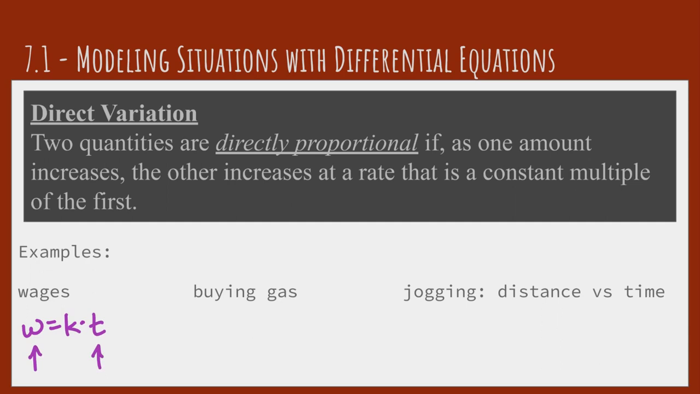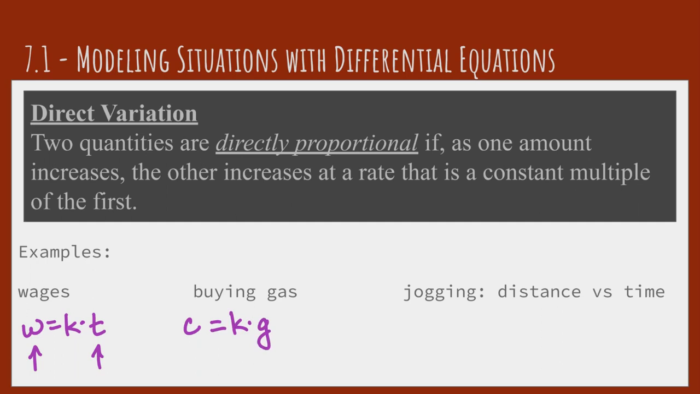Buying gas is the same way. So the amount that the gas costs is directly proportional to the amount of gas that you buy. So you go to the gas station, they have an advertised price. That's a price per gallon. So the more gallons you buy, the more you pay. And it's directly proportional because for every gallon that you increase, you pay the exact same amount in addition.